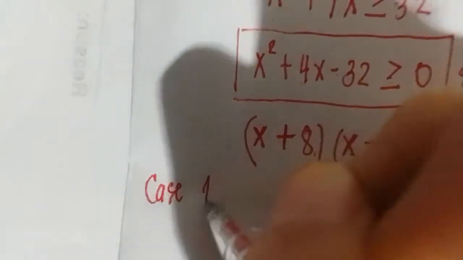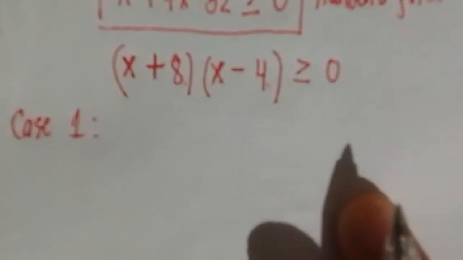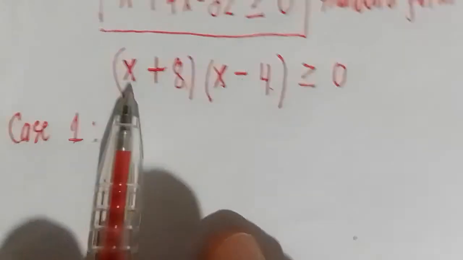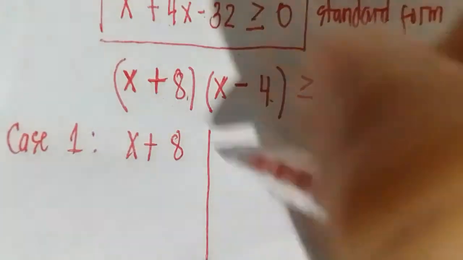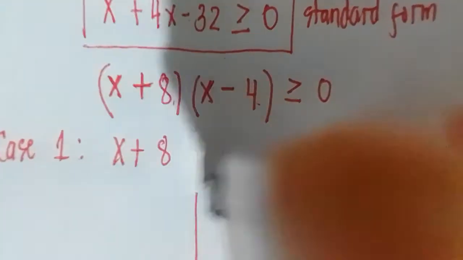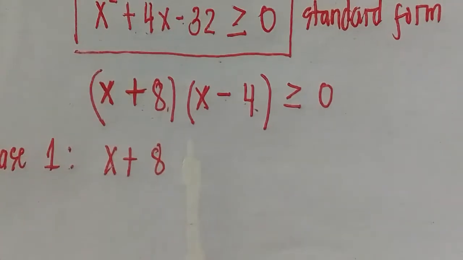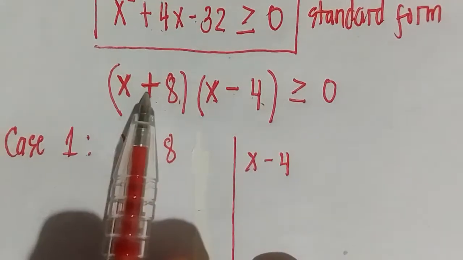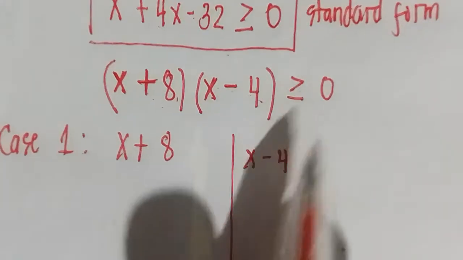Now, we will proceed to case 1 and case 2, since we have already factored. Now, case 1: the inequality signs should be the same. We will use the greater than for the first sign. So we take each factor one by one. One factor is x plus 8, and the other factor is x minus 4. Again, first factor, x plus 8. Another factor is x minus 4.